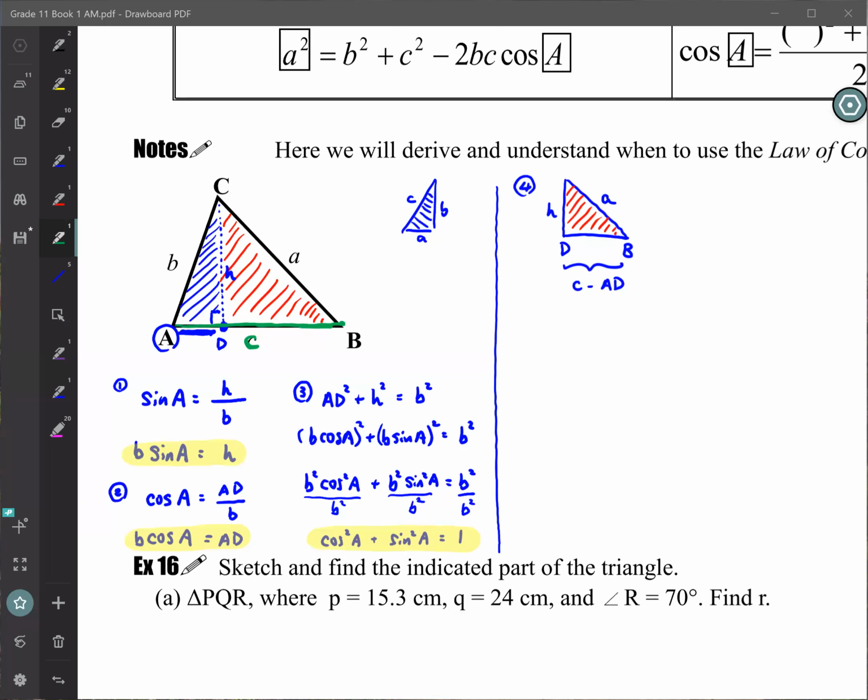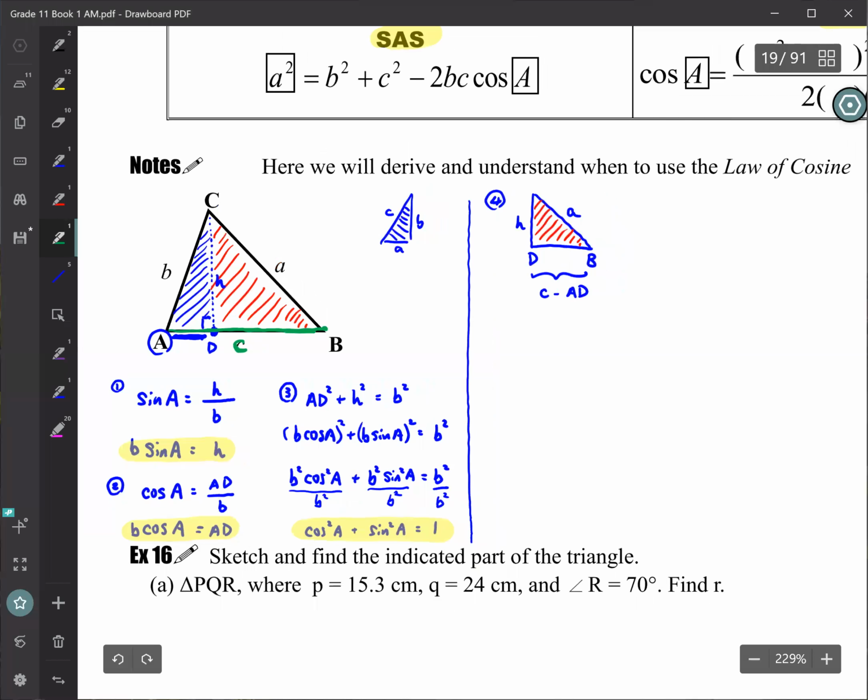So now we have three sides. Okay, so we are going to use the Pythagoras now. So Pythagoras says, we'll start slowly, okay? dB squared plus h squared equals to a squared. Let me flip it around, okay? A squared is dB squared plus h squared, okay? And then dB is C minus AD, right? So (C minus AD) squared plus h squared.